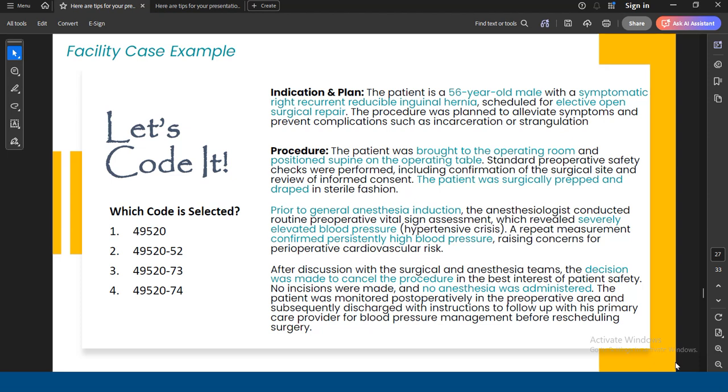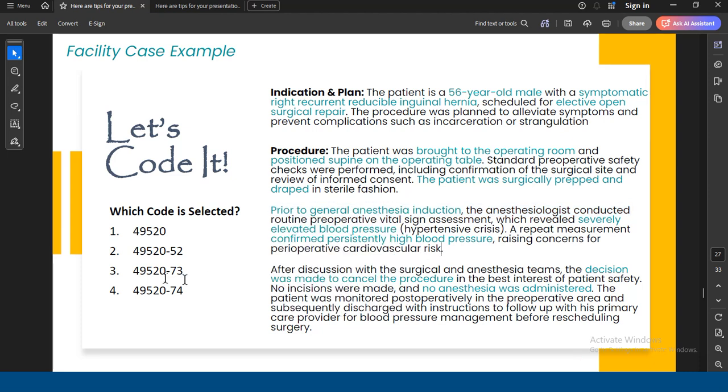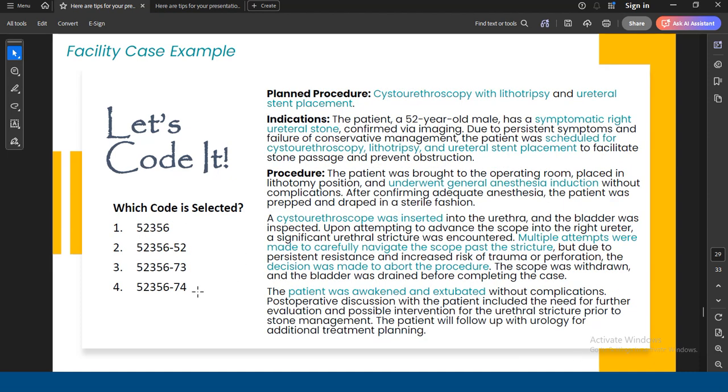Here, which code will we use? Here the patient has a reducible inguinal hernia, and the procedure was stopped prior to general anesthesia. So this is the keyword for 73 modifier. Here we will use 49520-73. Next, we will use 52356-74 modifier. So what is our keyword here?